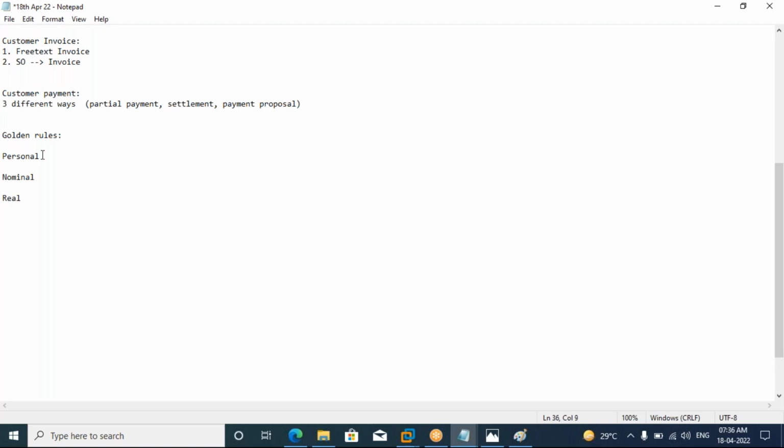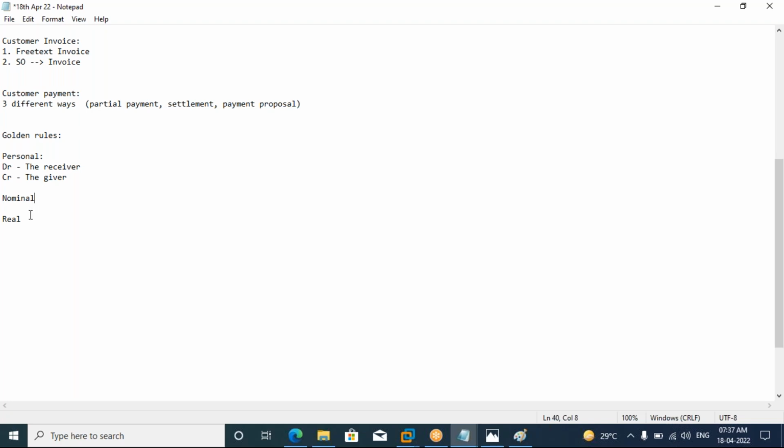So what is personal? The rule: debit the receiver, credit the giver. Can anyone repeat once again? Debit the receiver, credit the giver.